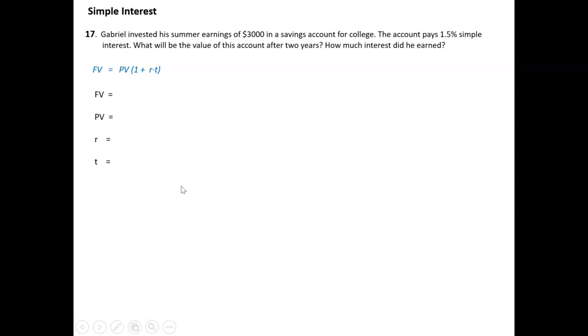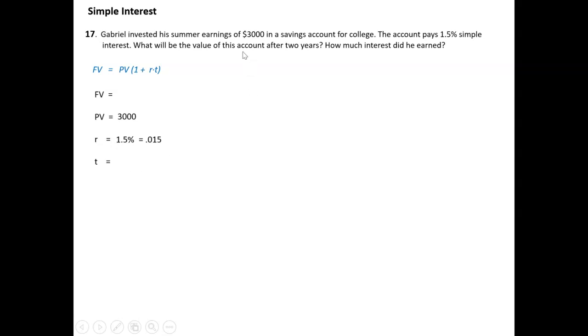So this is my formula, and I'm going to put everything in. We're looking for the future value, because what will be the value of this account after 2 years? So we're looking for FV, which means future value. The 3,000 has to be the present value. The R is the interest rate, 1.5%, but you have to convert it to a decimal. You can move the decimal place 2 places to the left and drop the symbol, or you can divide by 100. Either way gives you 0.015.